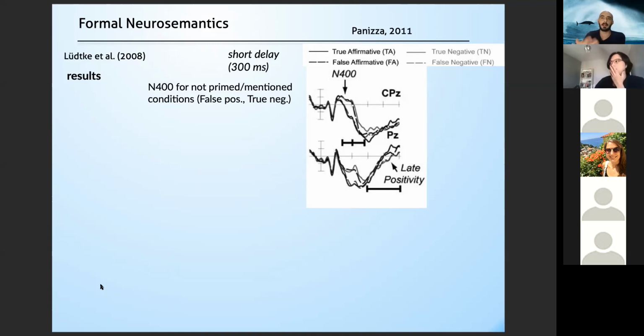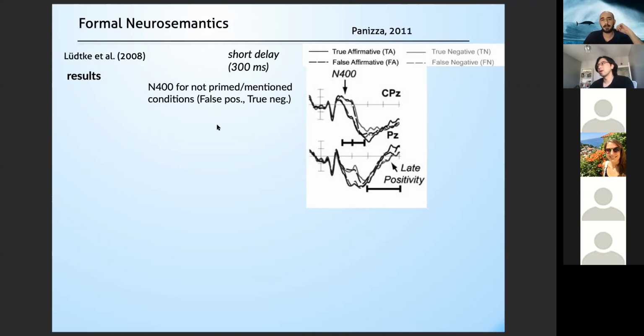So this is a typical psychological manipulation that tells you, I'm going to give you more time for processing. If the fact that I give you more time is going to help you, that means that the representation you're processing requires time, okay? And that's what they found.